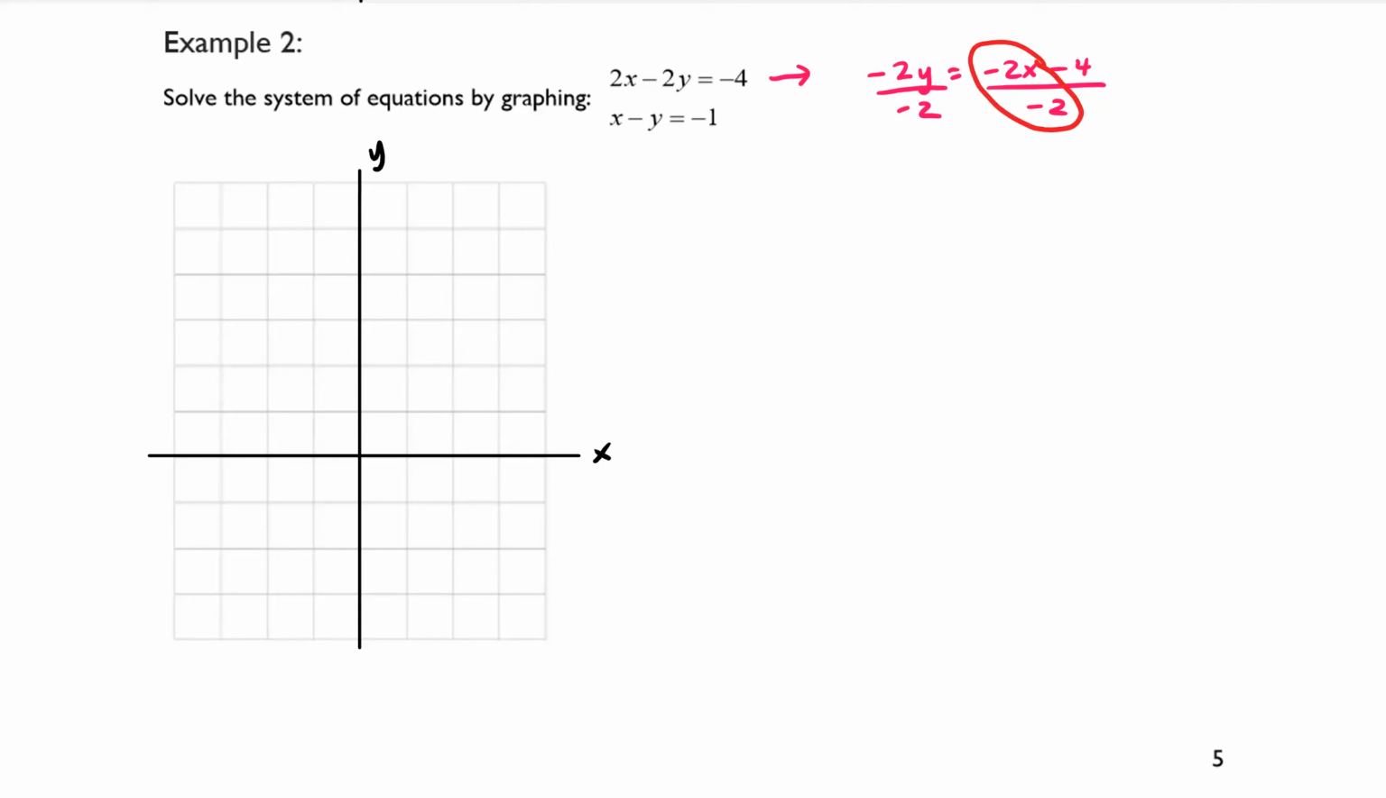So we end up getting y equals negative 2x divided by negative 2 is x, and then negative 4 divided by negative 2 gives us plus 2. And then for this equation, I'm going to subtract x from both sides, and then I'm going to multiply every term by negative 1.